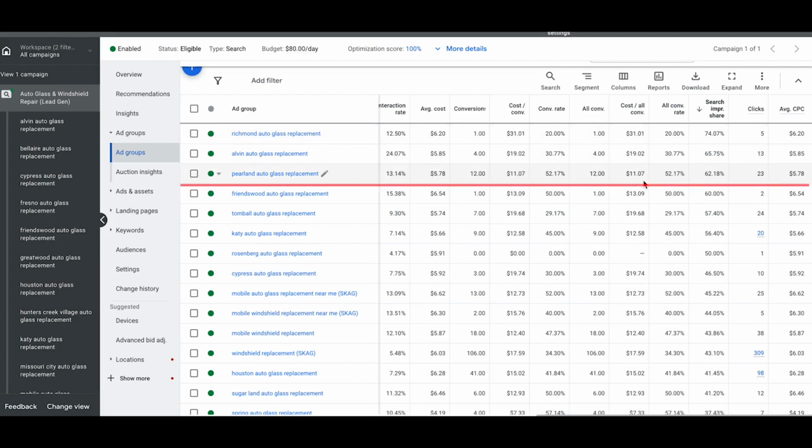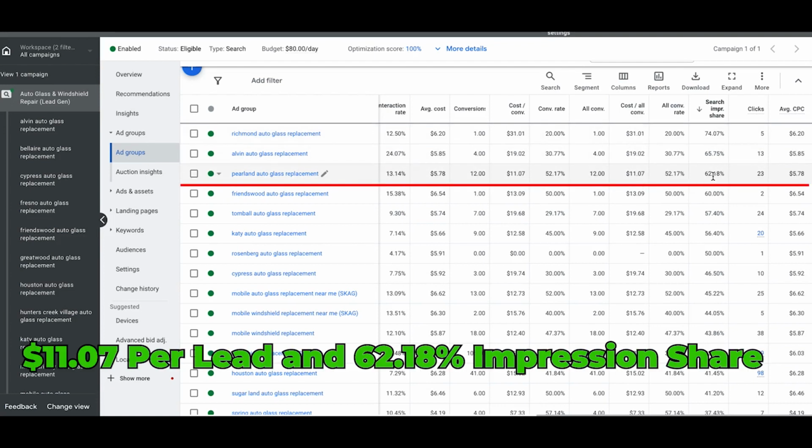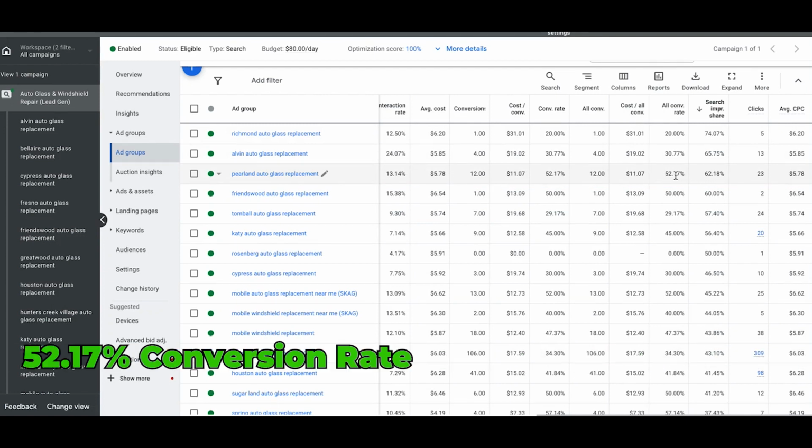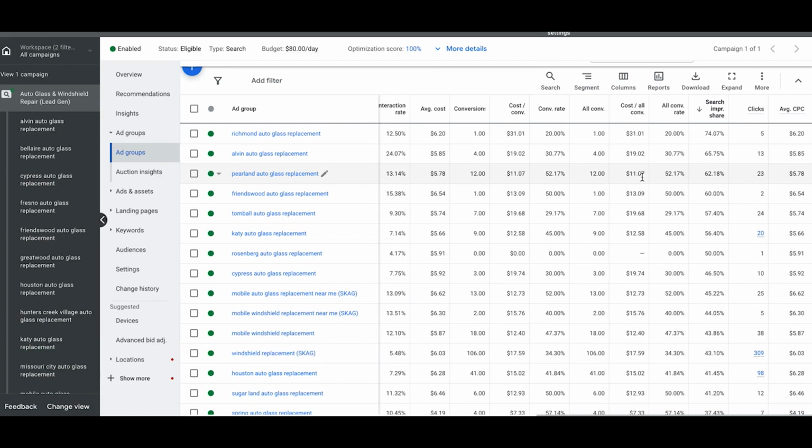Now here's another great one: $11 a lead, 62% impression share. So we got room, we got runway, we can keep flying here. We got more room for takeoff. Conversion rate 52%. That's amazing. $11 a lead. We have room to breathe here. We can get more leads.